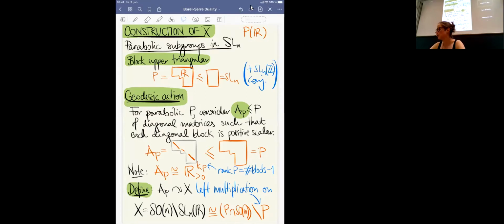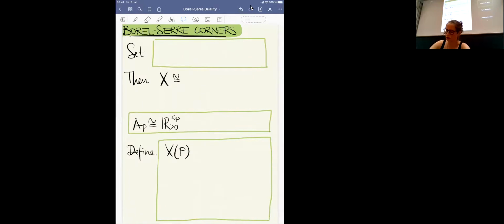Okay, so what we want to do is look at these orbits. We're going to use these orbits to define Borel-Serre corners. First of all, we set EP to be this quotient space, modded out by this action. And I will tell you that this is Euclidean space, where d is the dimension of X, and kP is the rank of P, so the number of blocks minus 1. Then it turns out this geodesic action turns X into a trivial AP bundle. So we have this trivialization of X, completely decomposing it into the orbits of this action, these AP orbits.